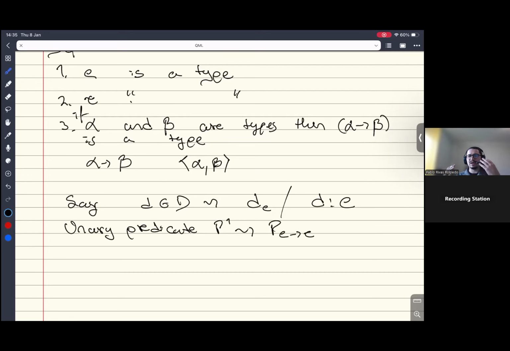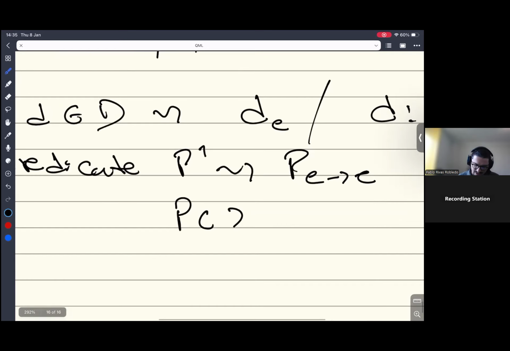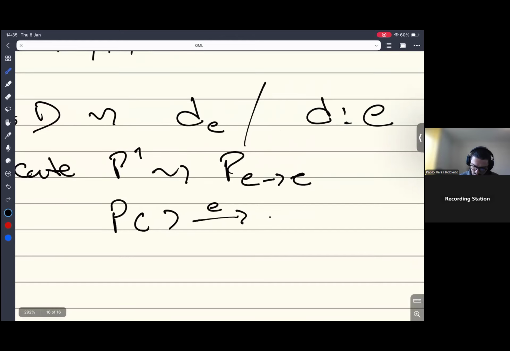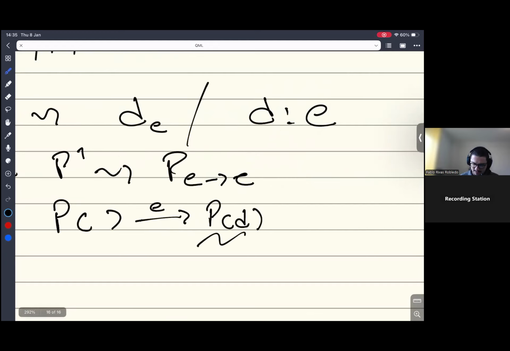And the intuition behind this is that it is something that is expecting an object so that it can give you a truth value. So a predicate, if you interpret it as a computer program, is basically a computer program that is expecting an input. And once you give it that input of type E, let's say our D, then this is going to be true or false.